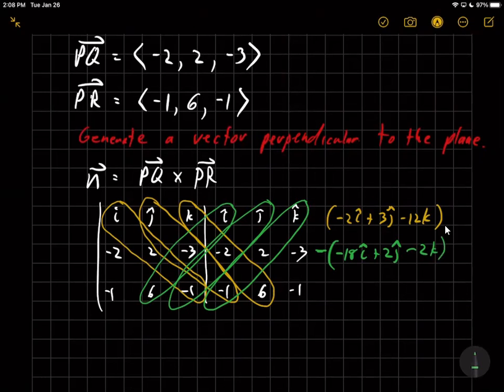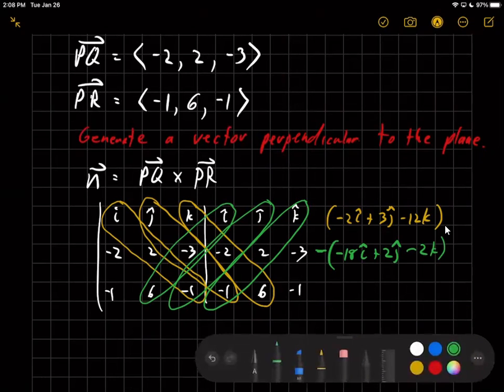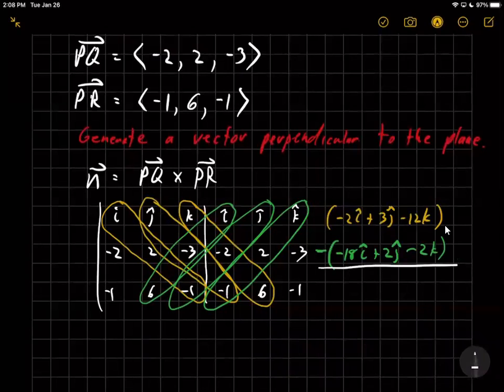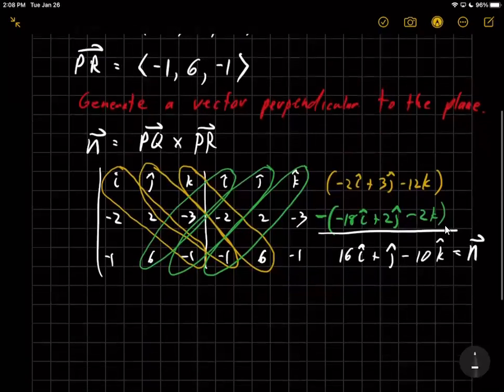To get these quantities in unit vector form, when I subtract the backward diagonals from the positive ones, -2 minus -18 is 16 in the i direction. 3j minus 2j leaves me +1 in the j direction. And -12 minus -2 becomes -10 in the k direction. So this is the normal vector. Now we're guaranteed that that is perpendicular to the plane.